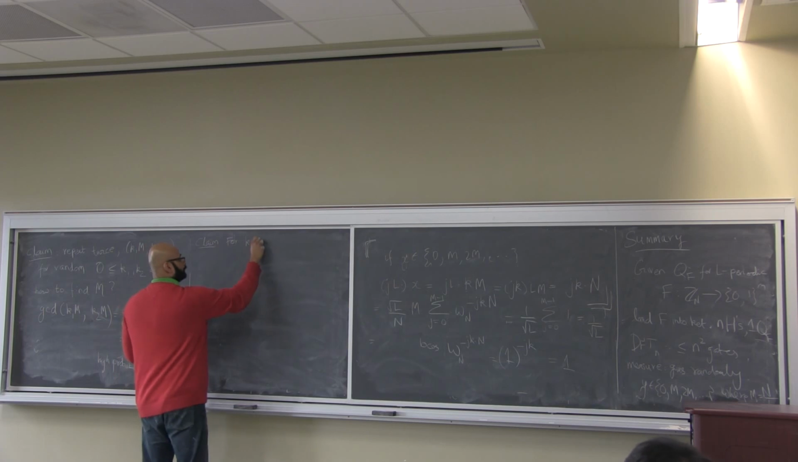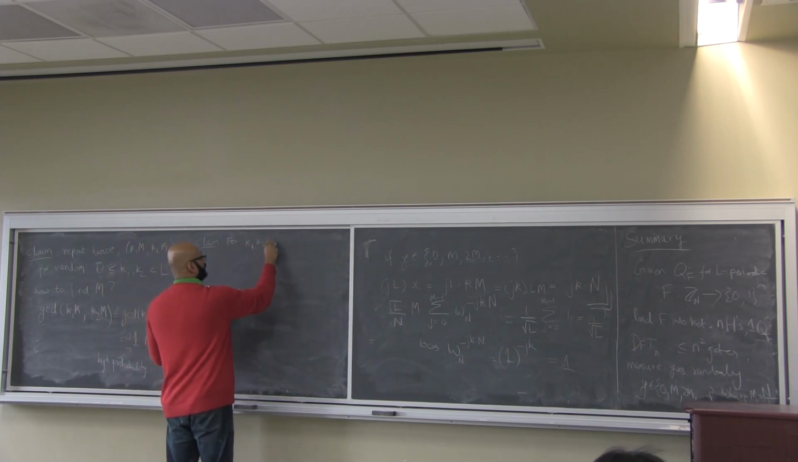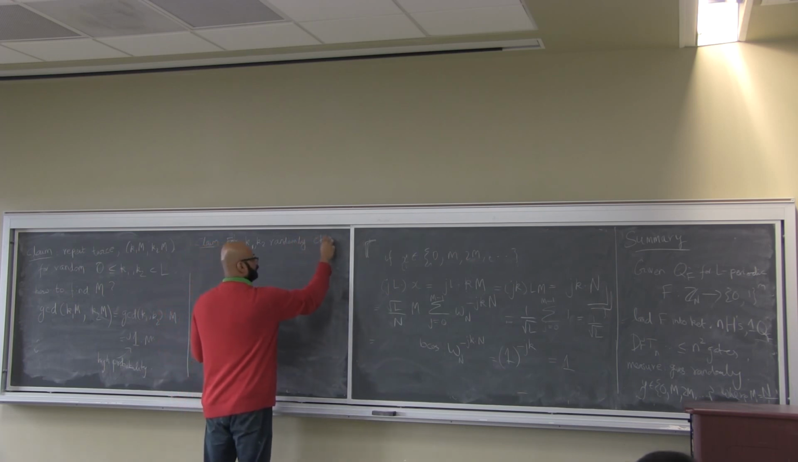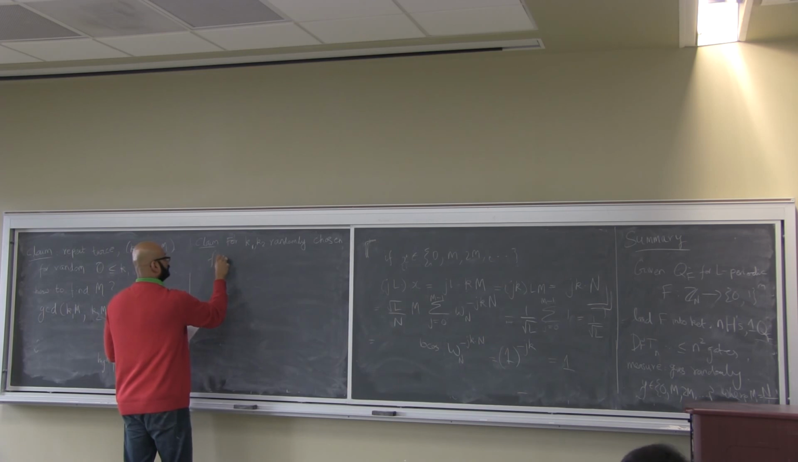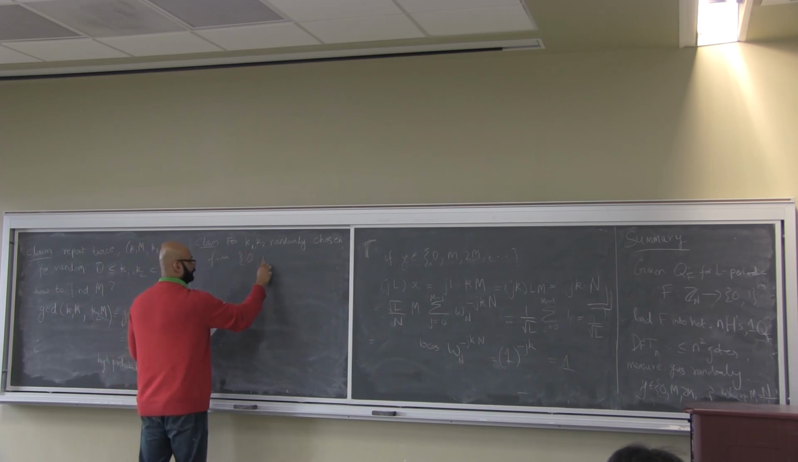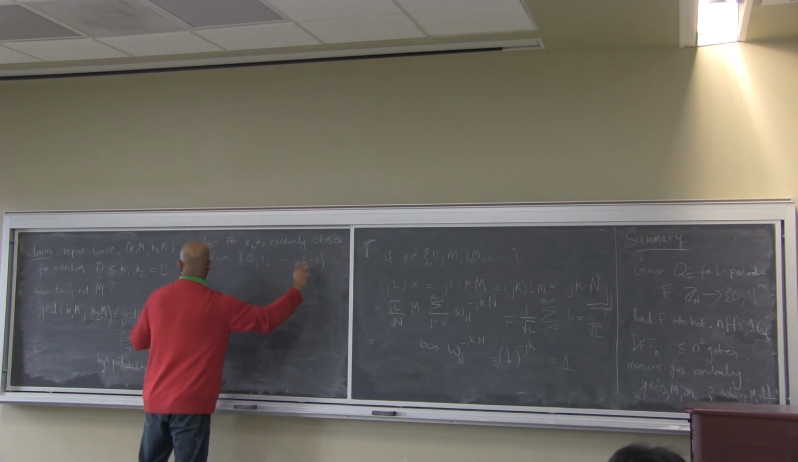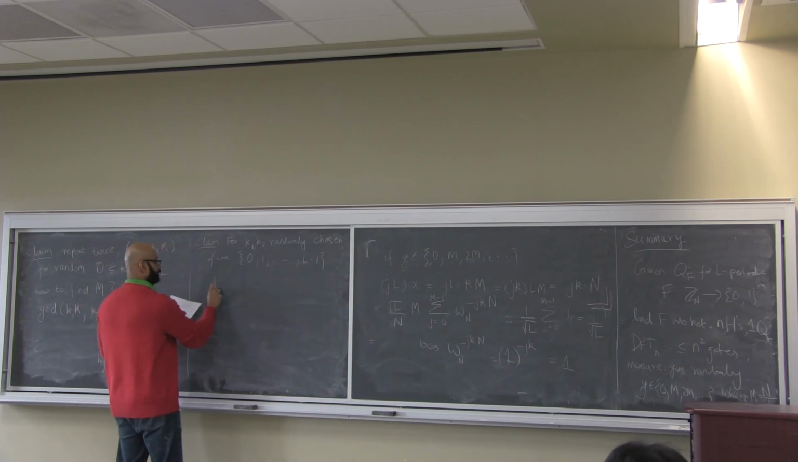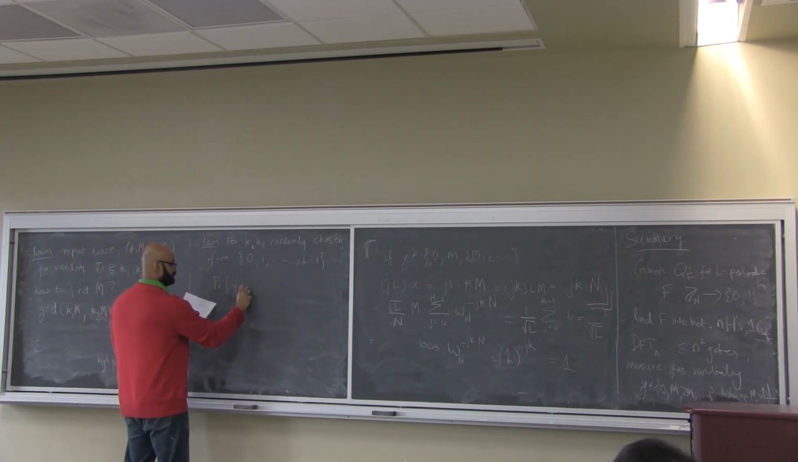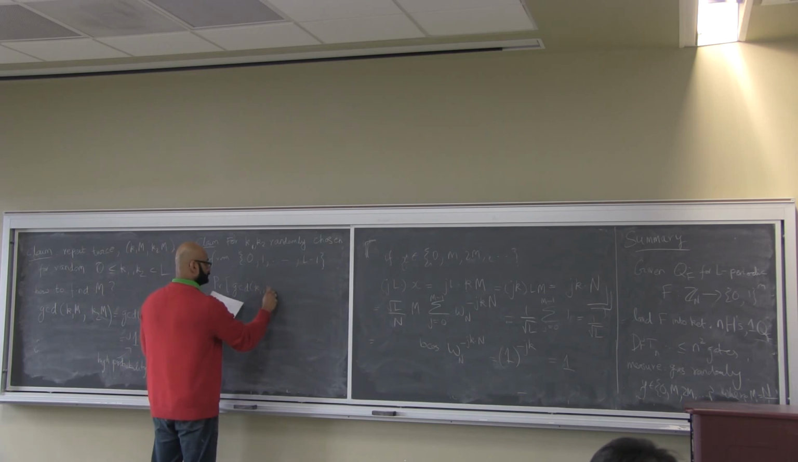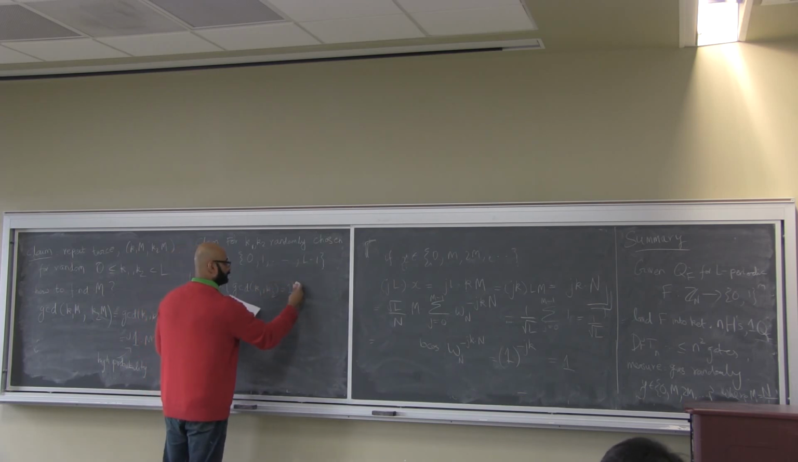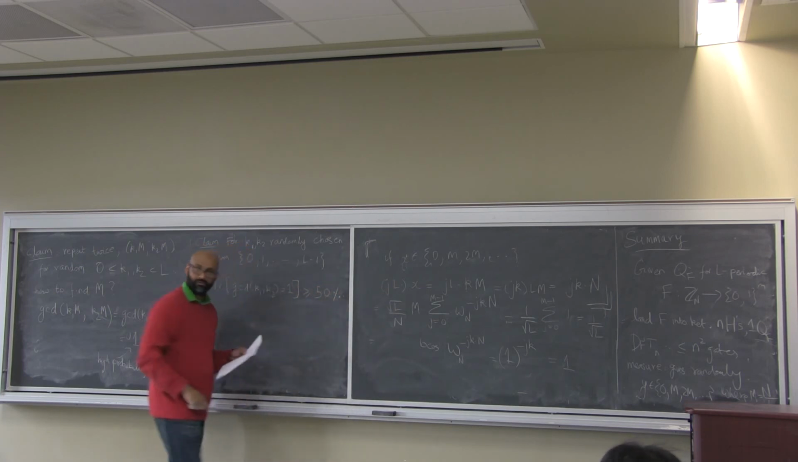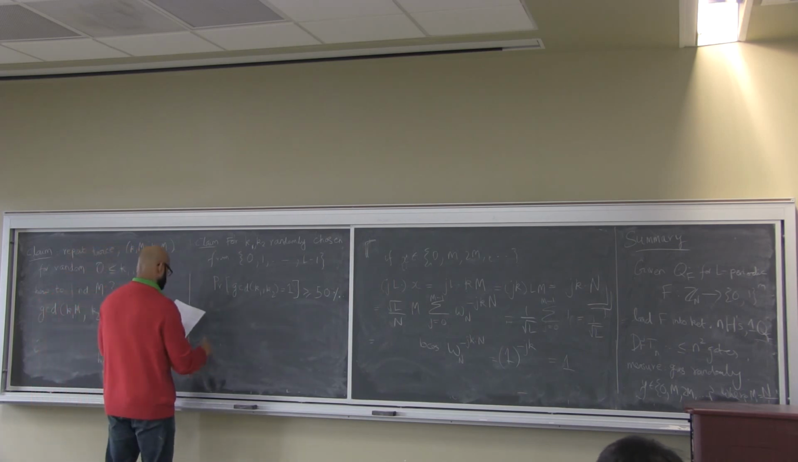for k1, k2 randomly chosen from the set 0, 1 up to L minus 1, the probability that the GCD of k1, k2 is equal to 1 is greater than or equal to 50%. So that is the thing that I have to prove.